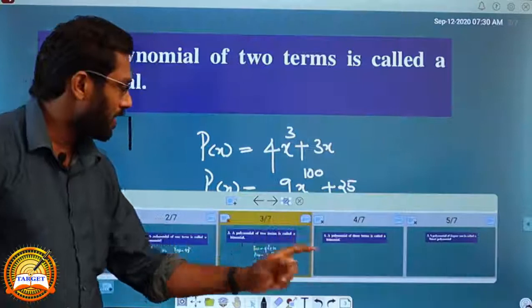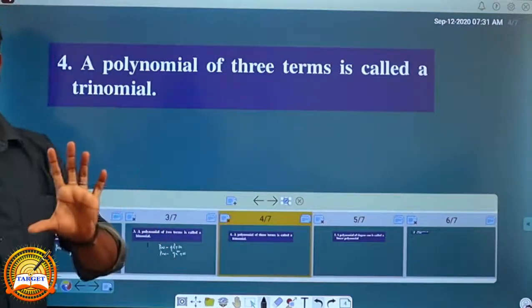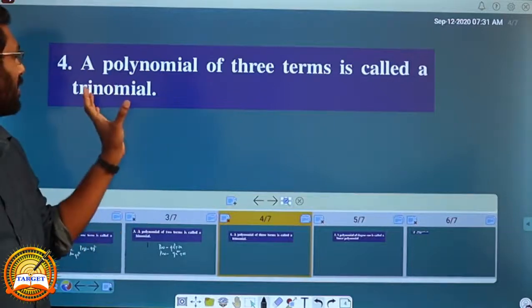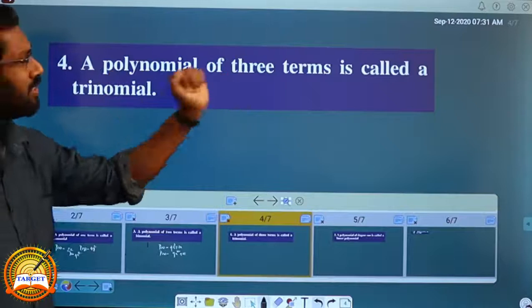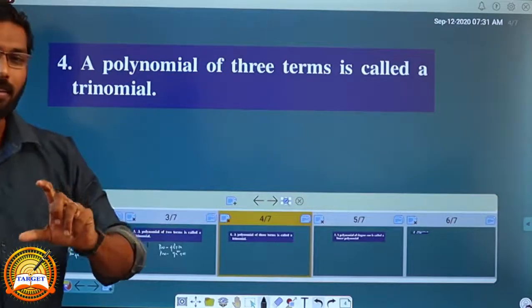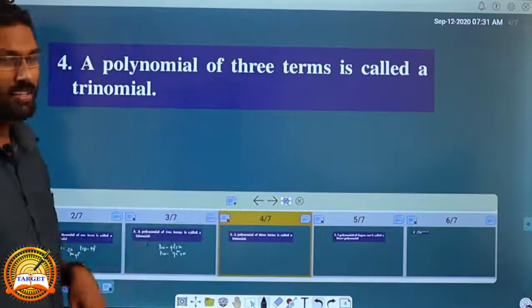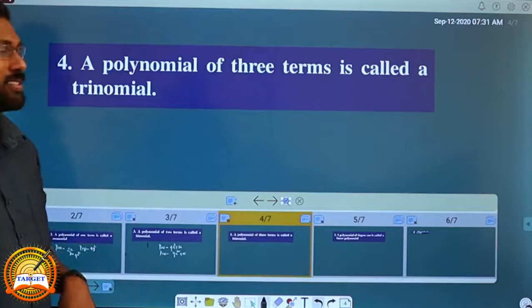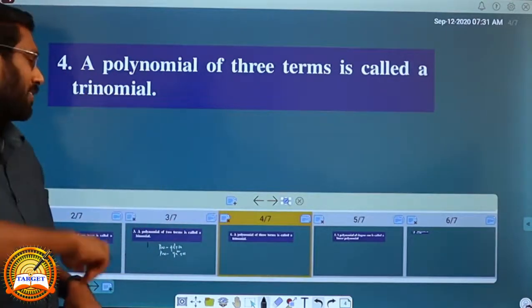Now, another type is a polynomial of three terms. As we have defined binomial, we can define a polynomial containing three terms. A polynomial containing three terms is called a trinomial. If a polynomial is containing three terms, it is called trinomial. Trinomial means tri. The word tri means three. So trinomial means a polynomial which is containing three terms.